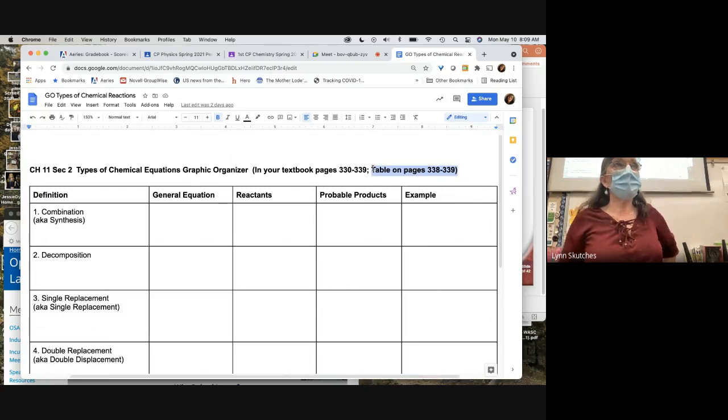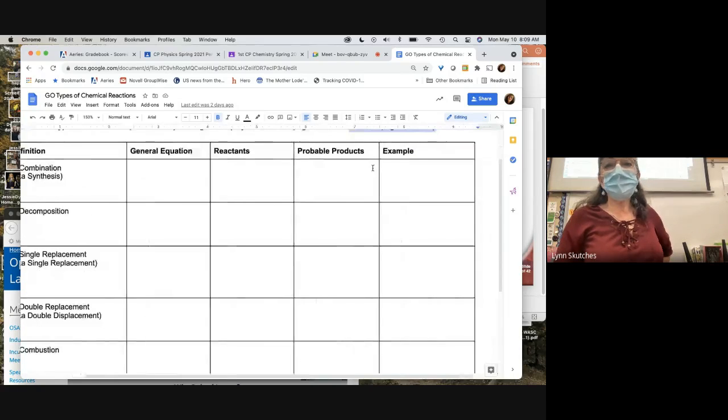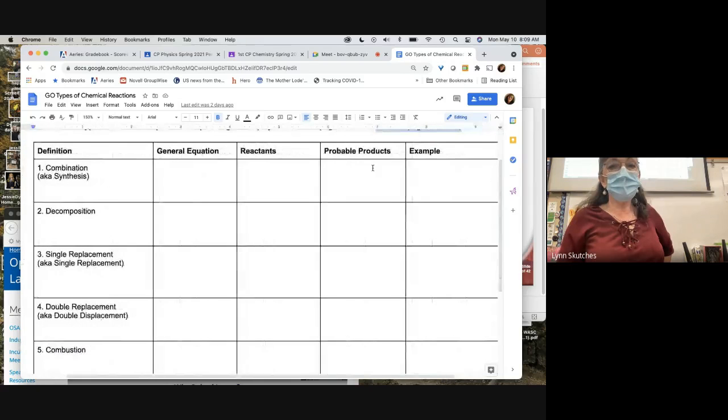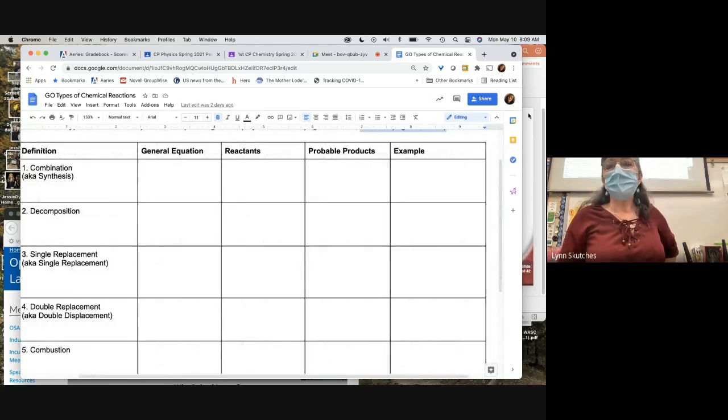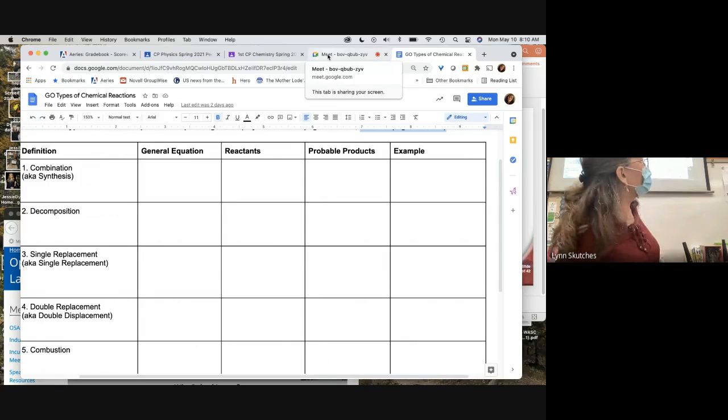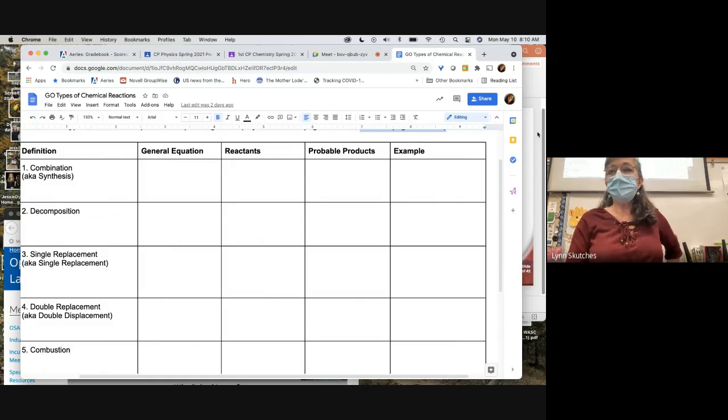It's also in your textbook. There's a table at the end of this section that has all the information, and it's probably a little bit easier to read it there. But I'm going to go through it on the PowerPoint and try and explain it. I'll make sure I don't talk too long, and then you can do your experiments. So that's the plan.